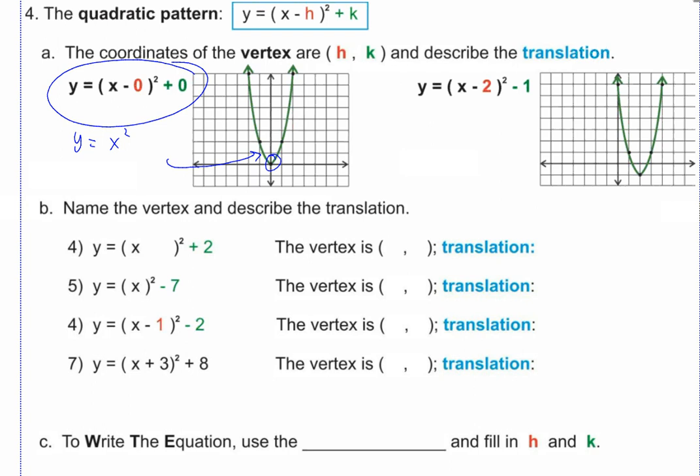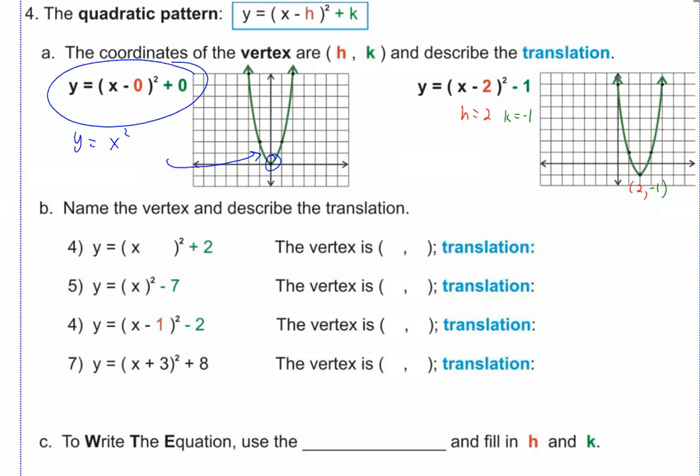Now if you look to the right, what has happened to the vertex? Well, if I read the coordinates of the vertex, 1, 2, the coordinates of this vertex are 2, negative 1, right? 2 to the right and 1 down from the origin. And notice the value of h is 2, and the value of k is negative 1. This is translated 2 to the right and 1 down. And our shape didn't change. It was just translated, or moved, to the right 2 and down 1.